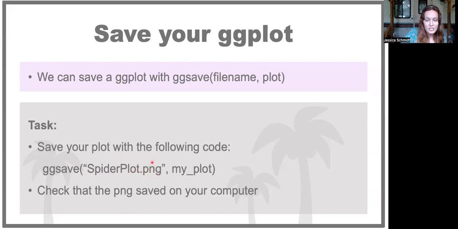So give it a try, ggsave spiderplot.png. So I want it to be a PNG, and then my plot. So this is what I want it to be called, and this is what I want it to be. Give that a go, and then of course, make sure that the PNG actually saved on your computer. And it should save with the dimensions that you have it in the box. So if your graph is all squished up, it'll save all squished up. So make sure you resize it however you like it before saving the PNG.